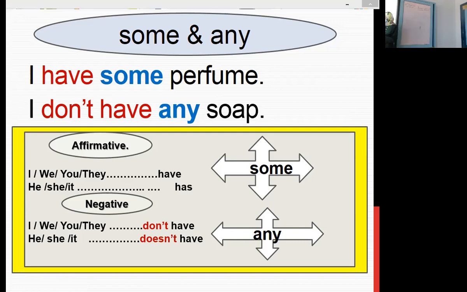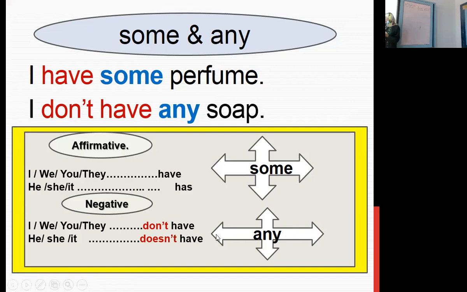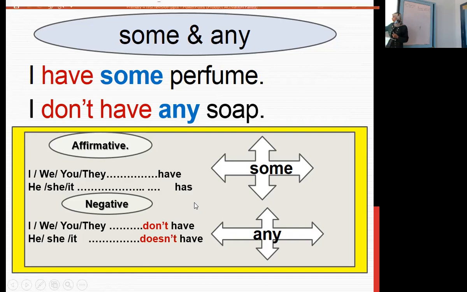So we use has. And in the negative, we use any. Also, here we do not have has. In the negative sentences, we do not have has. We only have the verb have, the verb to have here. But in the first, we have done because we are plural: I, we, you, and they.